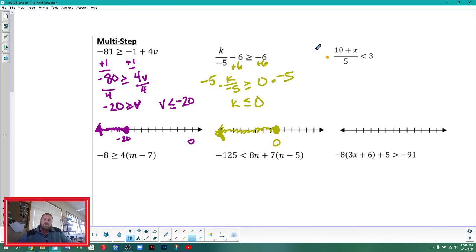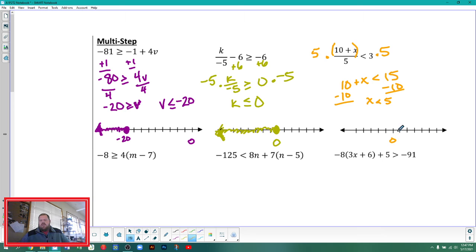The next one, the first thing I have to do is multiply by 5, right? Because there's those unwritten parentheses around this, so we're going to deal with that part last. Now I have 10 plus x is less than 15. Multiplied by 5, nothing weird happened. Subtract 10, nothing weird happens when I add or subtract. And so I'm going to get x is less than 5.